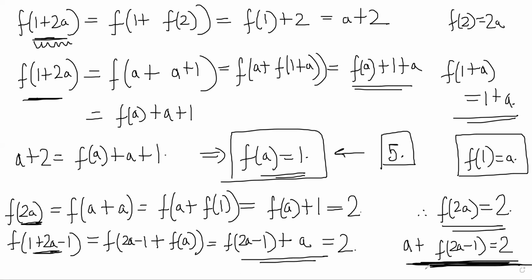This is the key step, the last step here. I'll do it on the next screen. We know that a plus f of 2a minus 1 is 2. We have gotten this. And we know that f was from naturals to naturals.